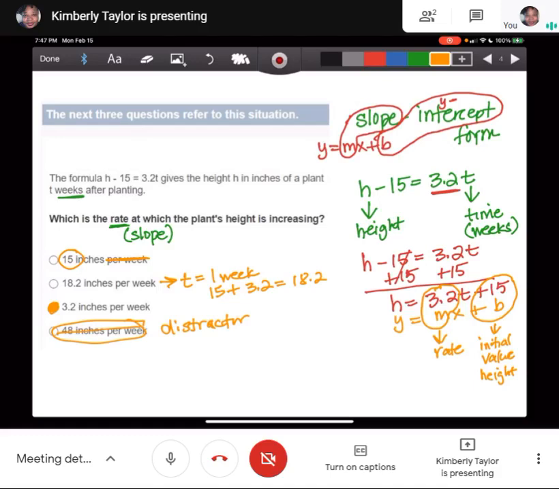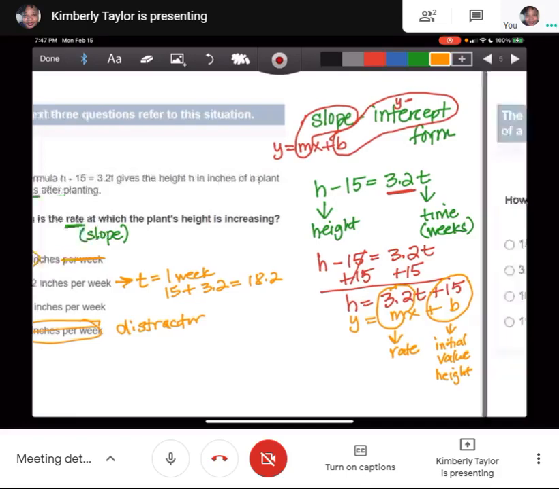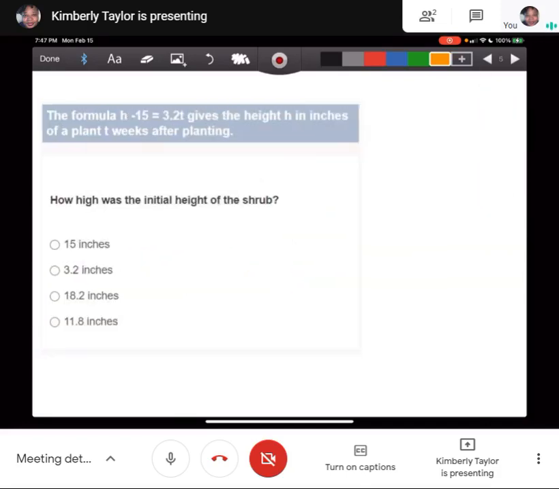Okay? So let's go to the next problem here. Again, we're working with the same formula, h minus 15 equals 3.2t, where the h gives you the height in inches and t gives you the number of weeks. So they say, how high was the initial height of the shrub? And like I said before, it started out at 15 inches. Again, you could rewrite this formula in the slope-intercept form by adding 15 to both sides. And h is equal to 3.2t plus 15.